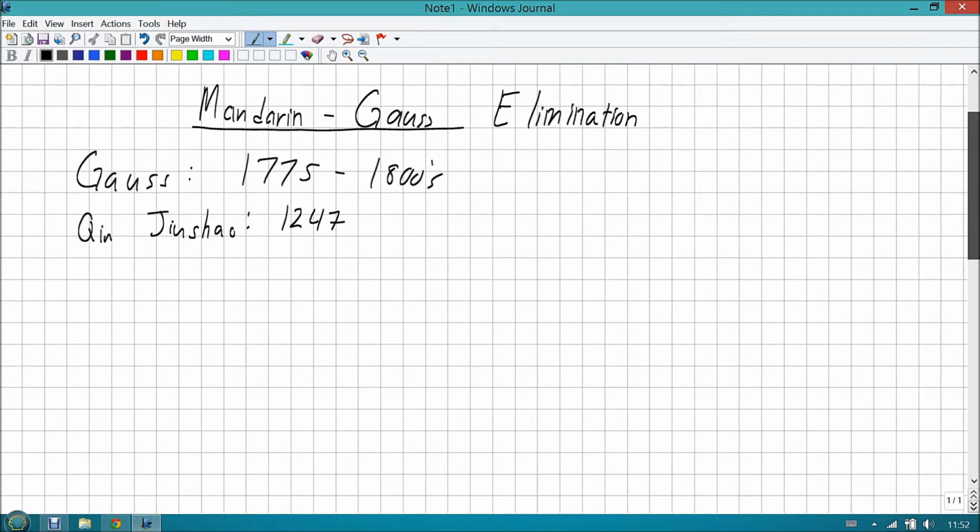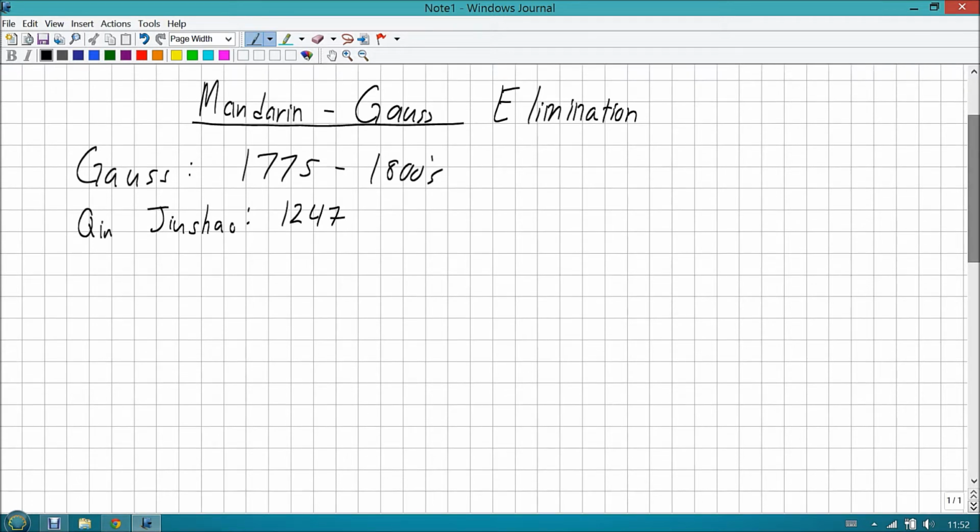So let's go ahead and jump into the meat and potatoes of this lesson. The Mandarin Gauss elimination method is a method of finding where two lines intersect, or actually a system of equations intersects, using something called elimination. We make a variable go poof, and then things become nice. So let's go ahead and look at a simple example.